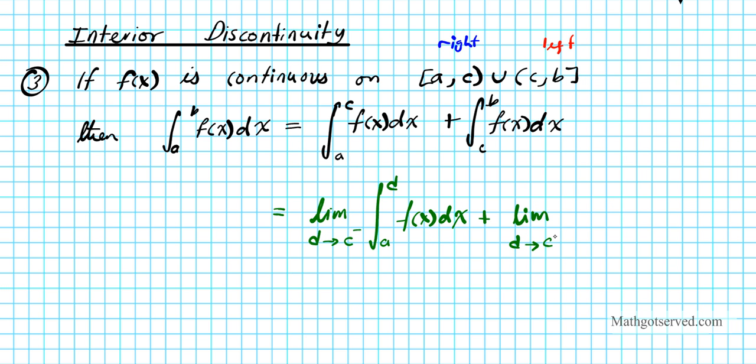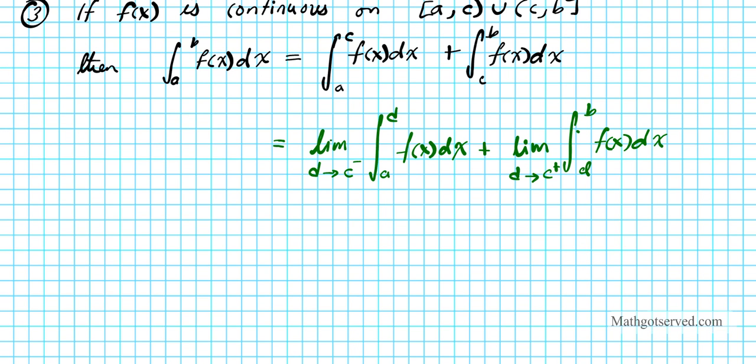As D approaches C from the right, the integral from D, replacing where the discontinuity is with the new variable, to B of f of x dx. Okay? So this is basically how we have it. So either you do case one or case two, or you do a combination of both. All right, so let's give ourselves a visual to understand what this looks like.